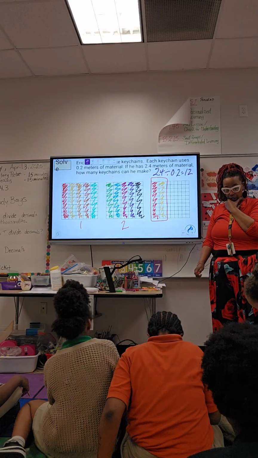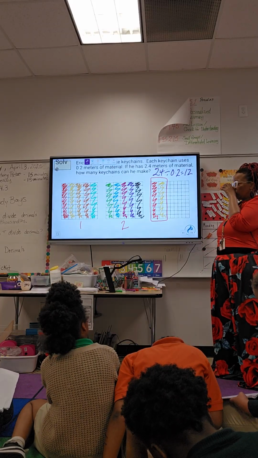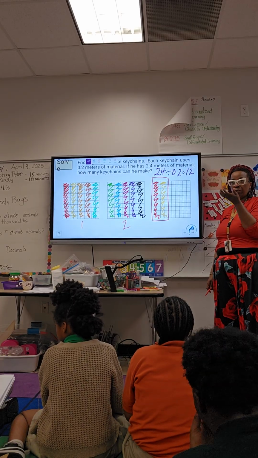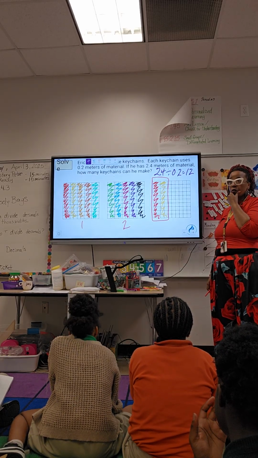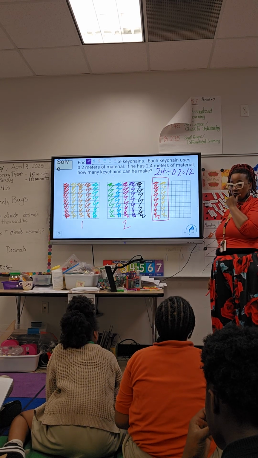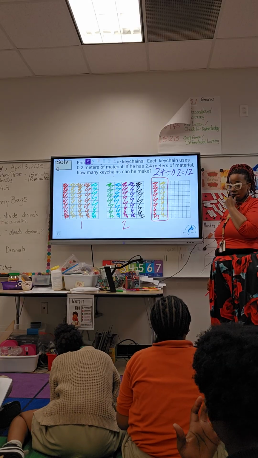Okay, write your answer in your notebook. So in other words, how many groups of 2 tenths are in 2 and 4/10? 12. But wouldn't it be 24 divided by 2? If you're multiplying, it would be a decimal. Yeah, 24 still divided by 2.